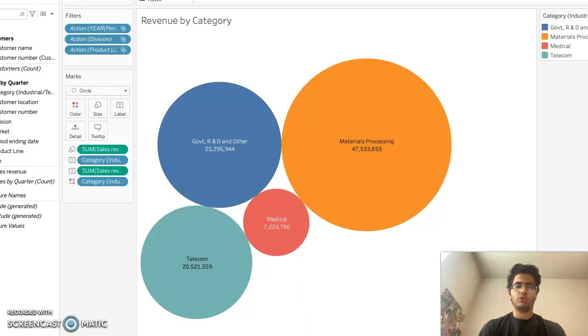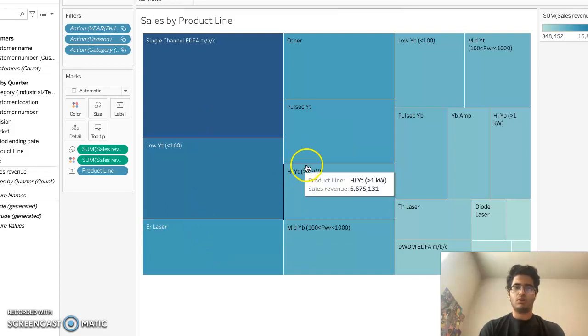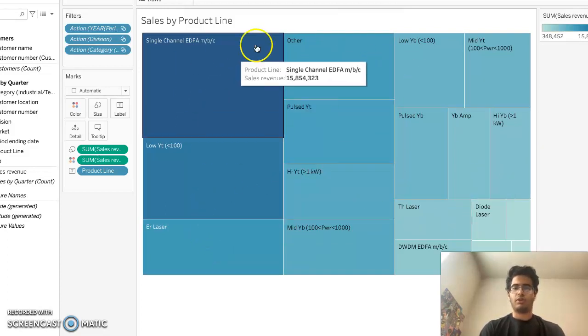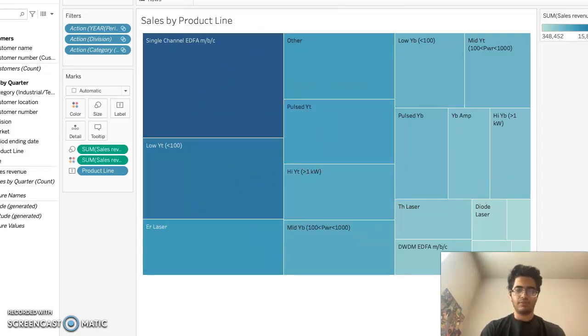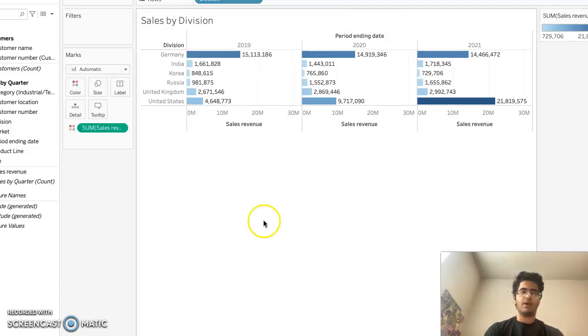And then we go to sales by product line. This is the single channel, low YT, high YT, and different product lines. And these are the top customers in terms of sales revenue. And this is sales by division, by years and by different countries.